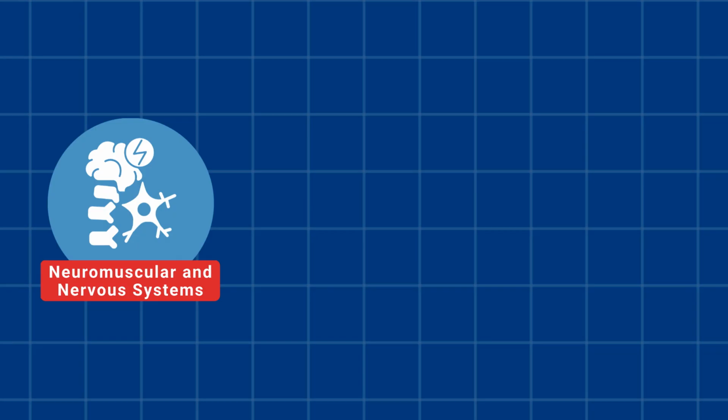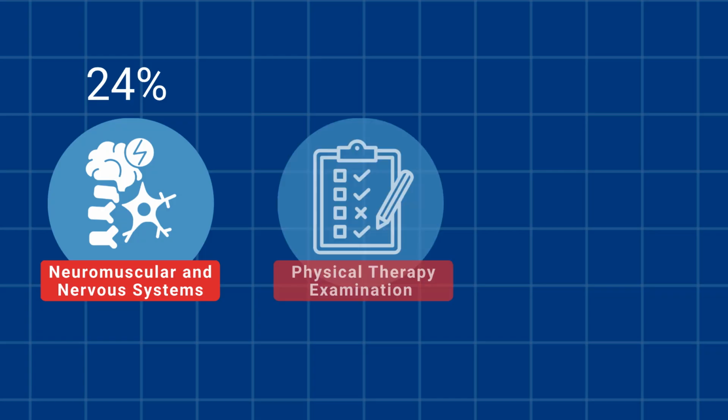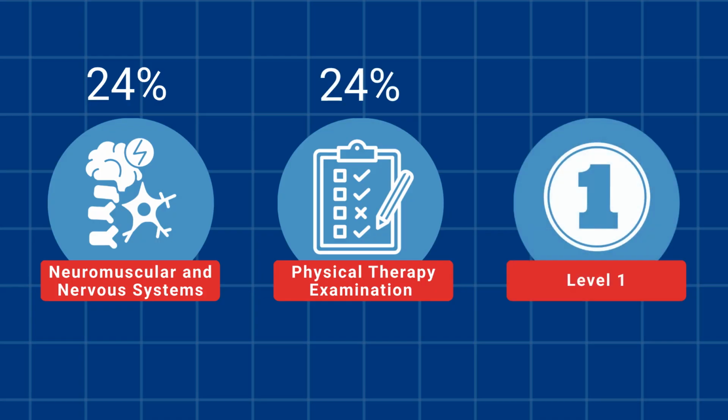This question is a neuromuscular and nervous systems question which represents approximately 24% of all exam items. This question is a physical therapy examination question which represents approximately 24% of all exam items. This question is a Level 1 question, since the question requires students to possess basic, foundational academic knowledge.